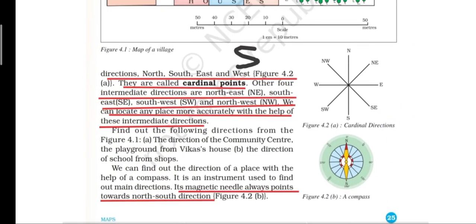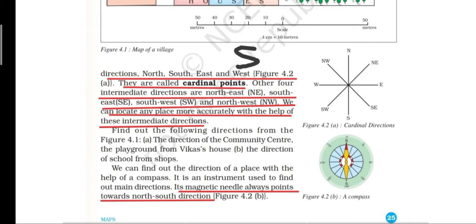Now we will read the last paragraph. We can find out the direction of a place with the help of a compass. It is an instrument used to find out main directions. Its magnetic needle always points towards the north-south direction, figure 4.2b. So in figure 4.2, children, here a compass is shown. Now children, there is another instrument through which we can find out directions, and it is called a compass.